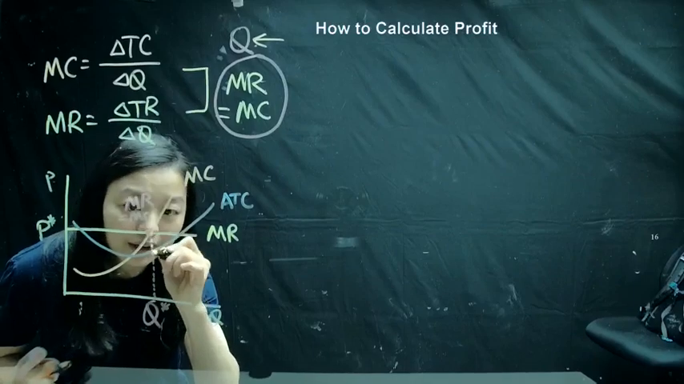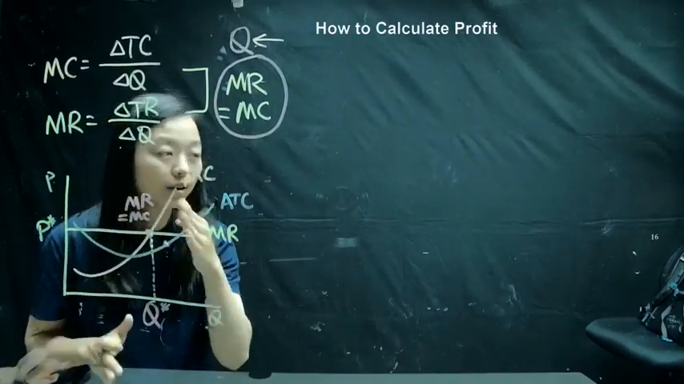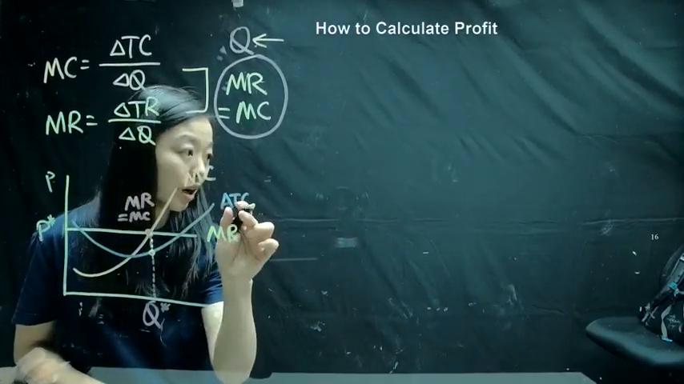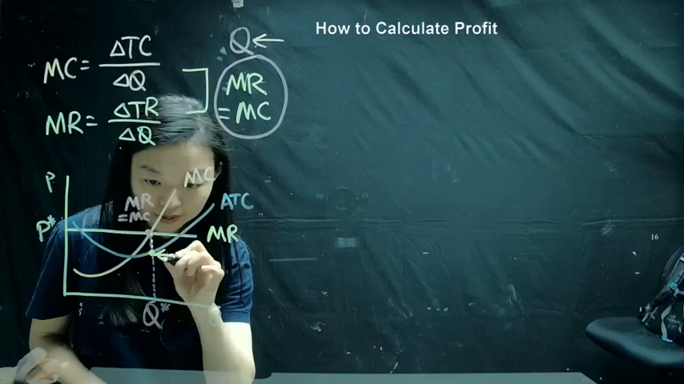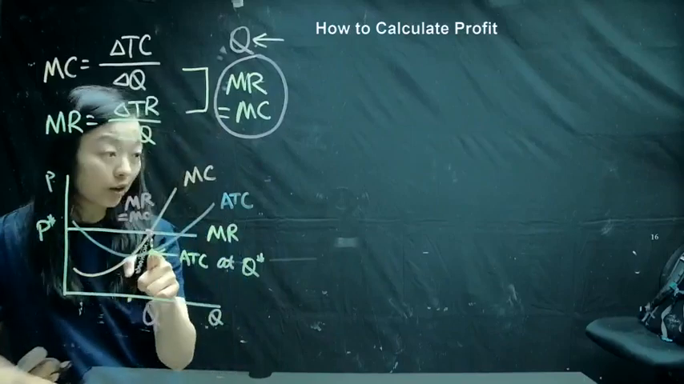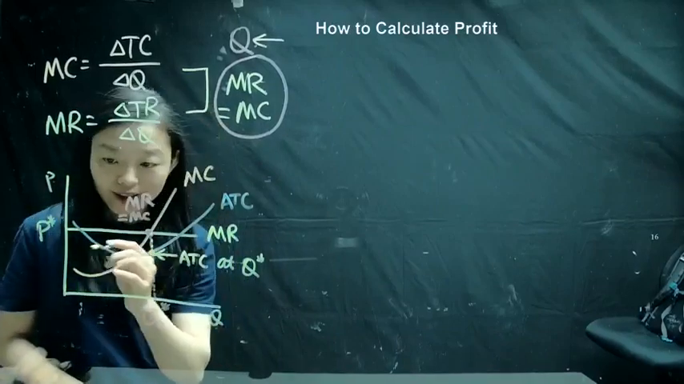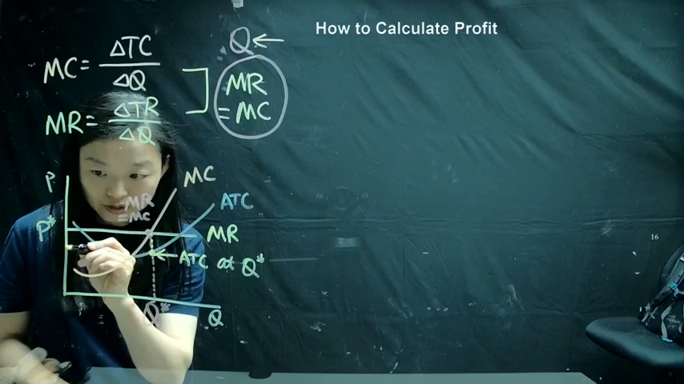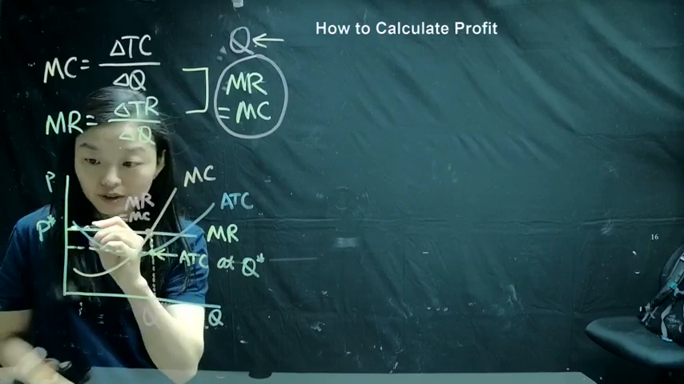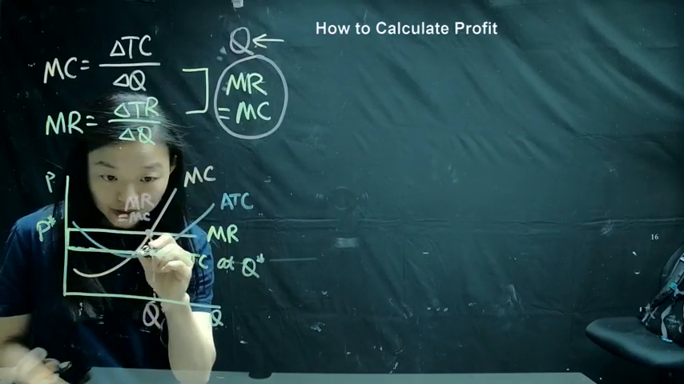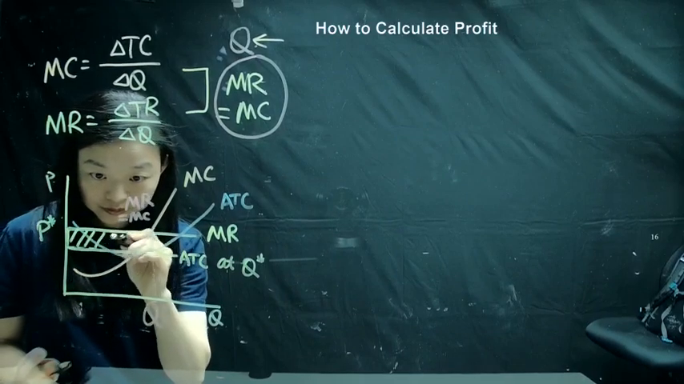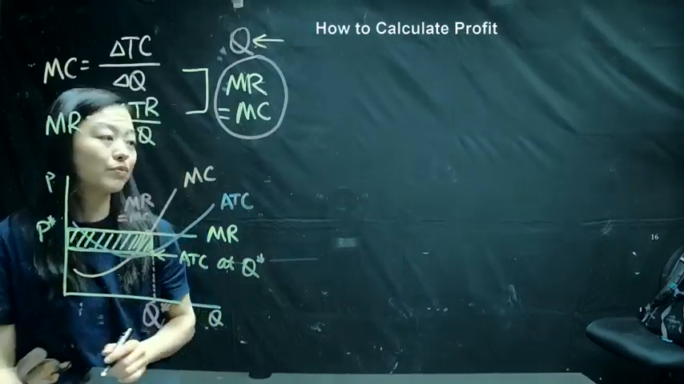You just draw a vertical line across all the curves here, and then you can find the intersection point on the average total cost curve. That could be the average total cost at Q star. Then what you need to do is draw a rectangle here. This area will represent profit.